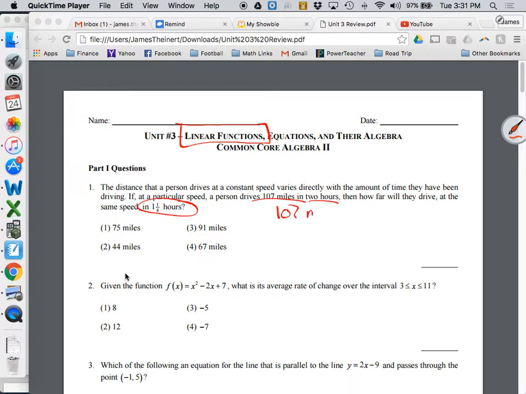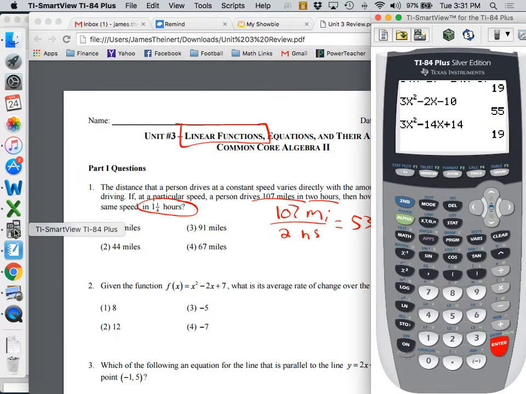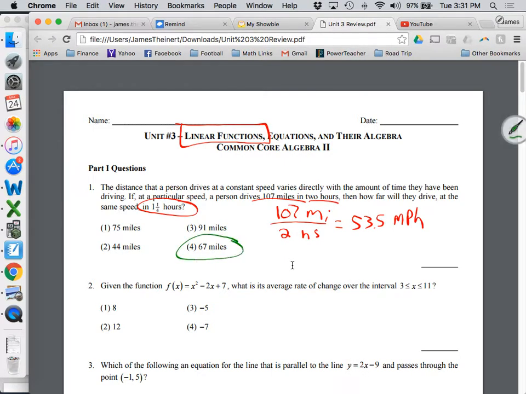107 miles in 2 hours is going to be 53.5 miles per hour. And if they're doing that for 1¼ hours, 53.5 by 1¼ is 66.87. That sounds like 67 miles to me. There's your answer for the first one.